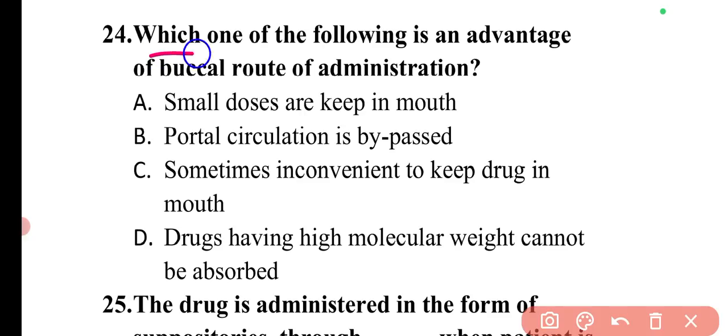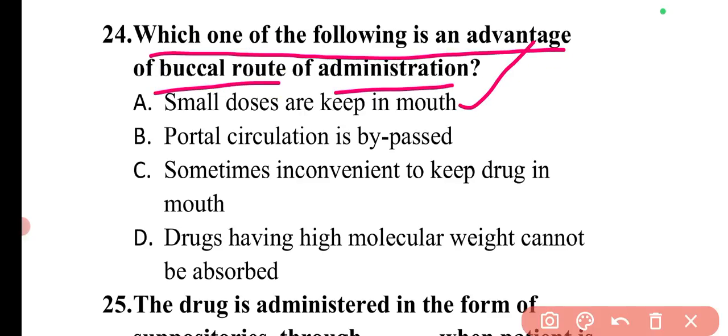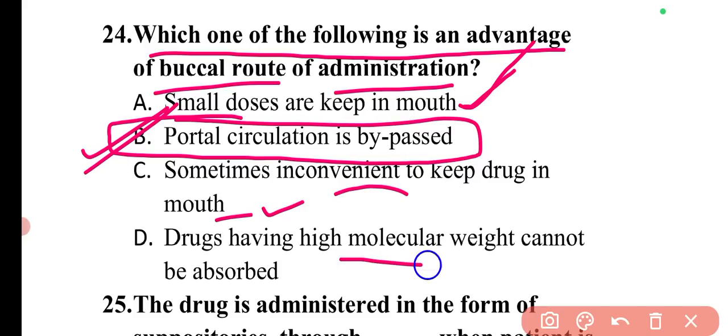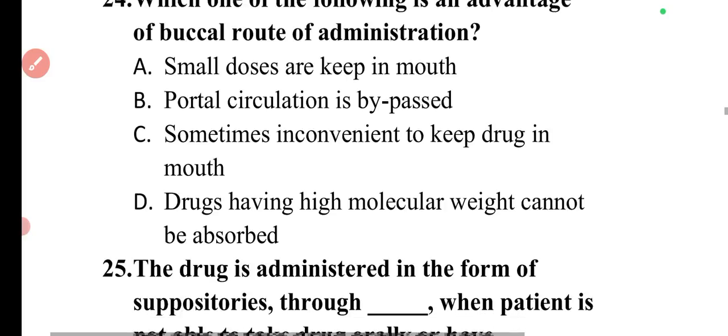Next question is, which one of the following is an advantage of buccal route of administration? So the advantage of buccal route of administration is that portal circulation is bypassed, means hepatic circulation is bypassed in this. Small doses are kept in mouth, sometimes inconvenient to keep drug in mouth. Drugs having high molecular weight cannot be absorbed. These are simply the disadvantages.